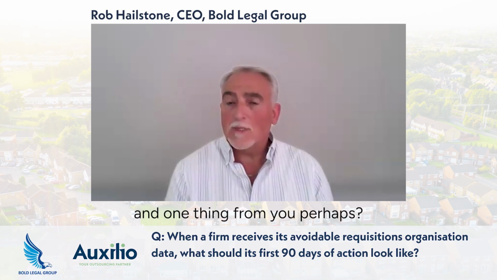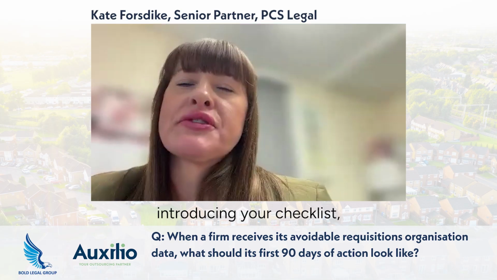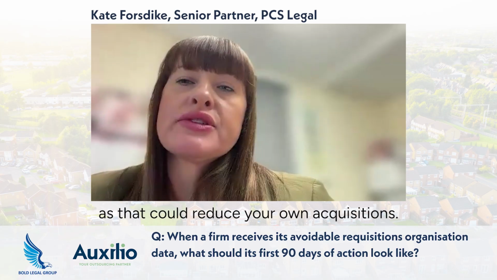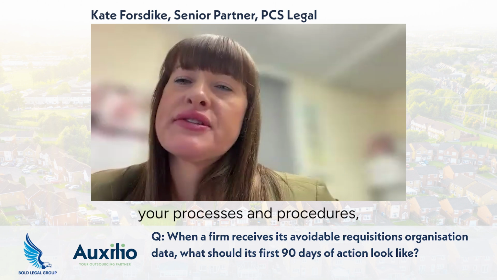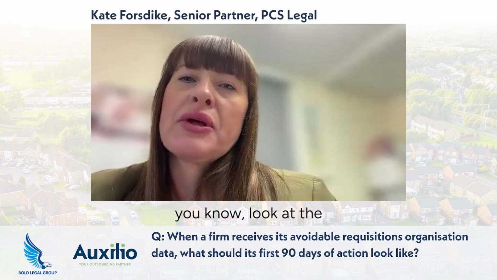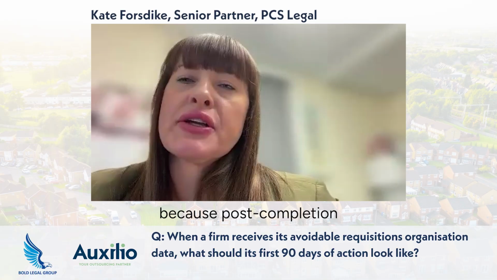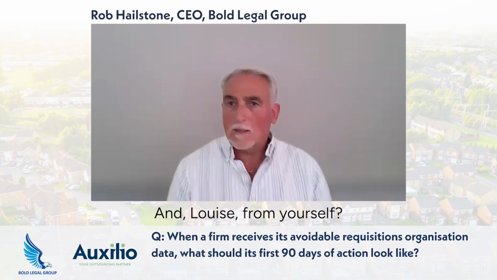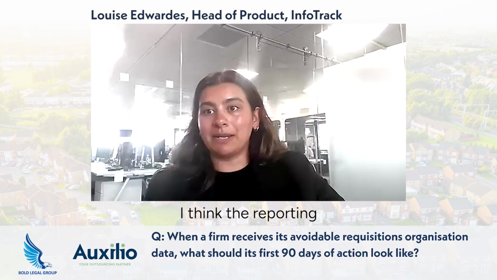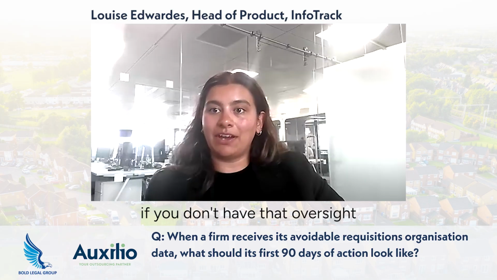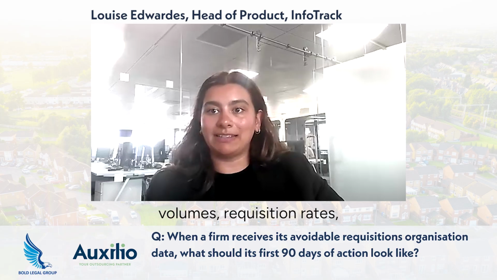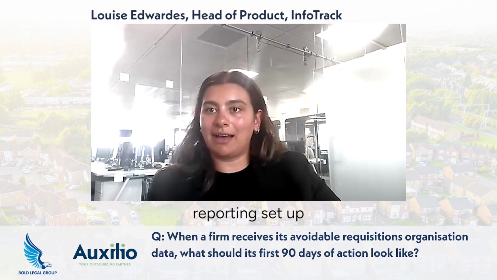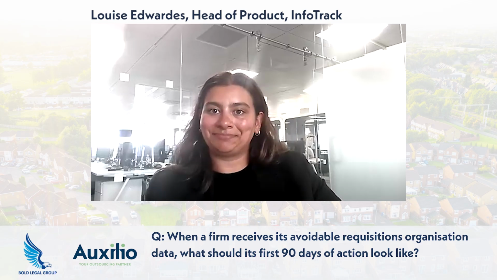So the first step would be, as I said, to map the process. Okay, Kate, and one thing from you, perhaps? Yeah, I think it's just introducing your checklist, because something as simple as that could reduce your requisitions. So it's just reviewing your processes and procedures. Look at when the last time was that you did it, because post completion can be neglected sometimes, and then hopefully you might see an improvement. And Louise, from yourself? I think the reporting is a really big thing to get right quite quickly. If you don't have that oversight around the team's volumes, requisition rates, and things like that, any changes that you do make, you won't really know the direct impact of. So getting that continual reporting set up would be a good thing to do quickly, I'd say.